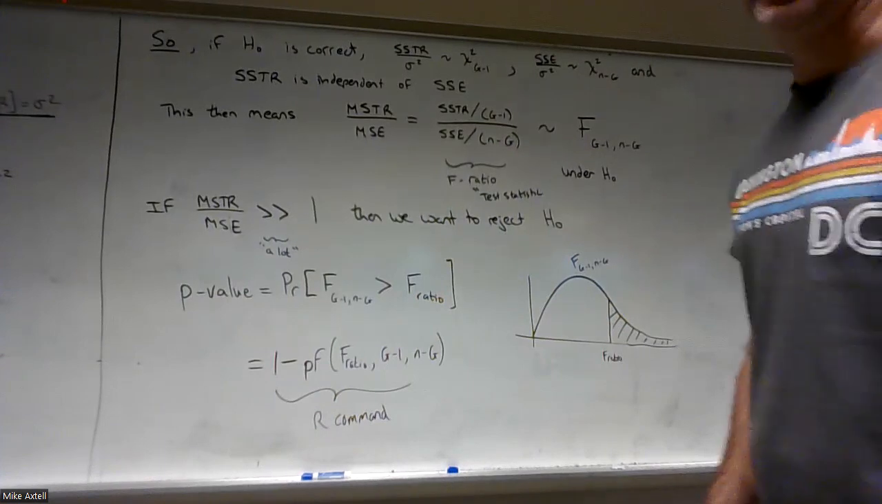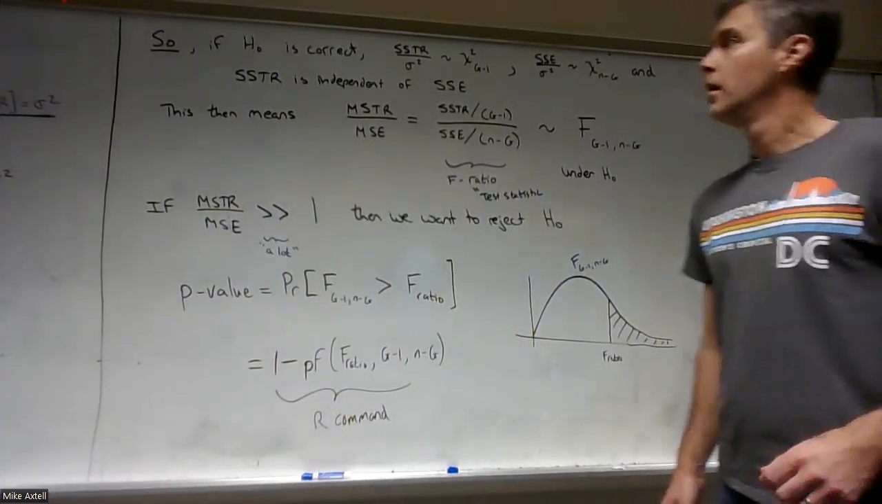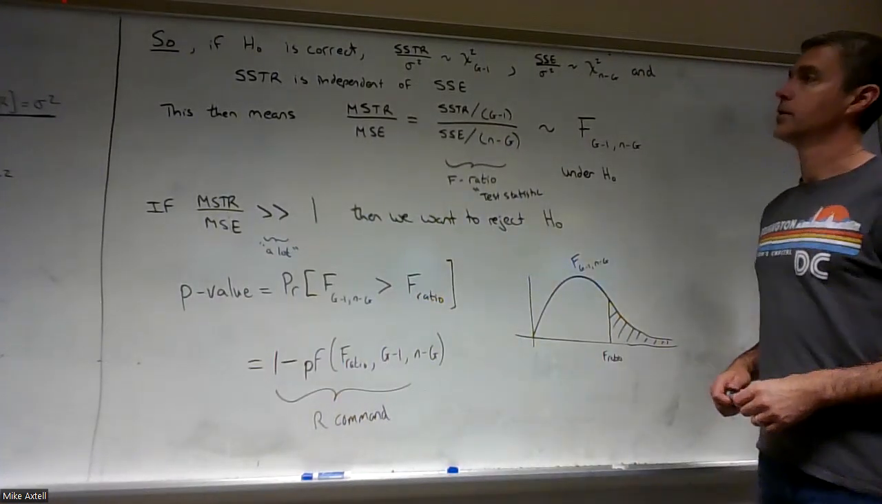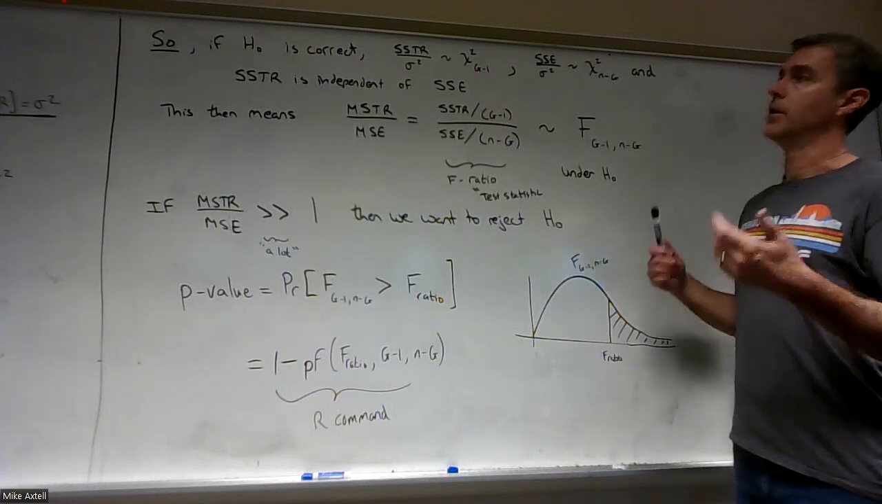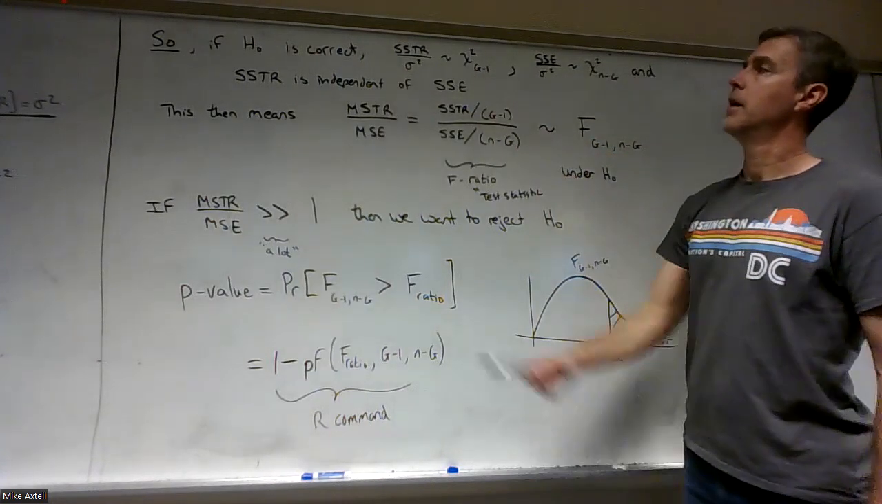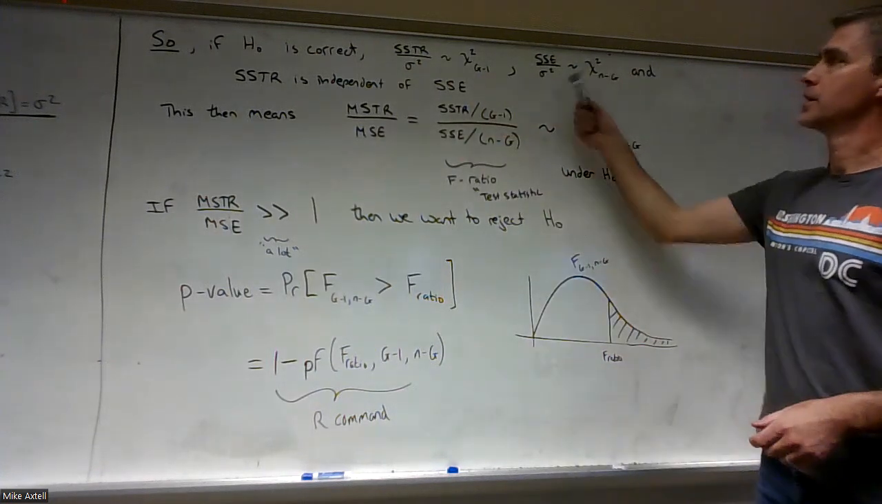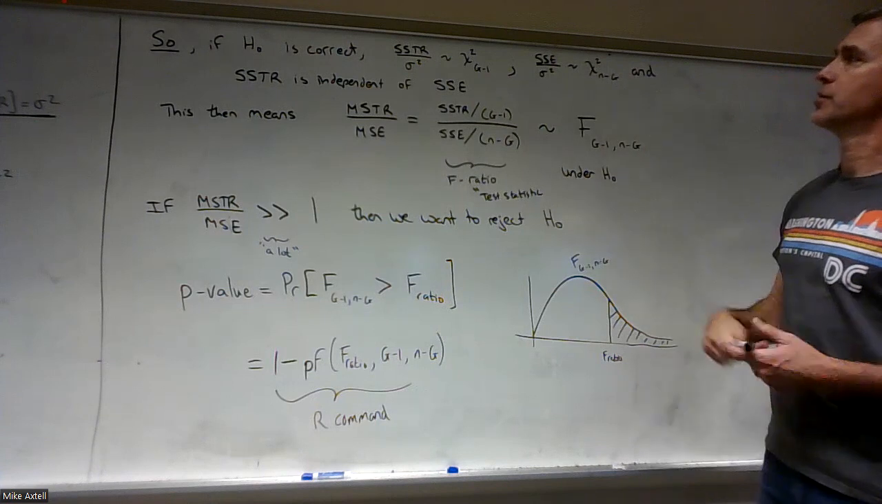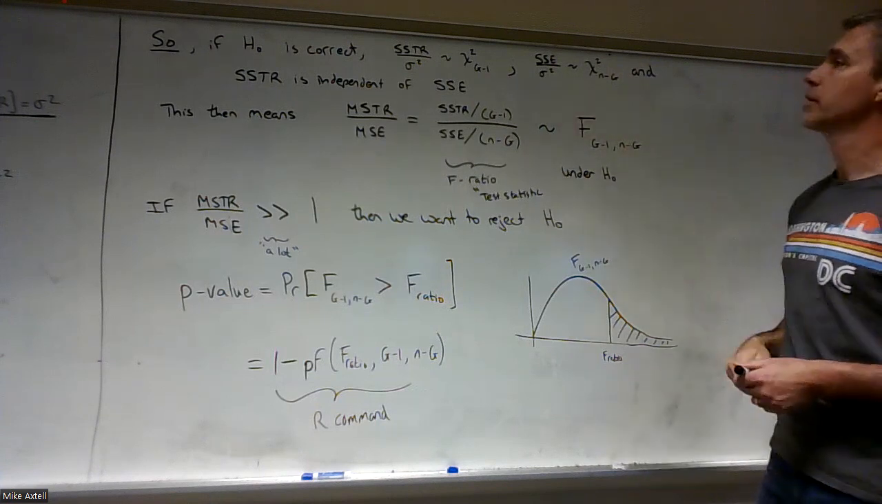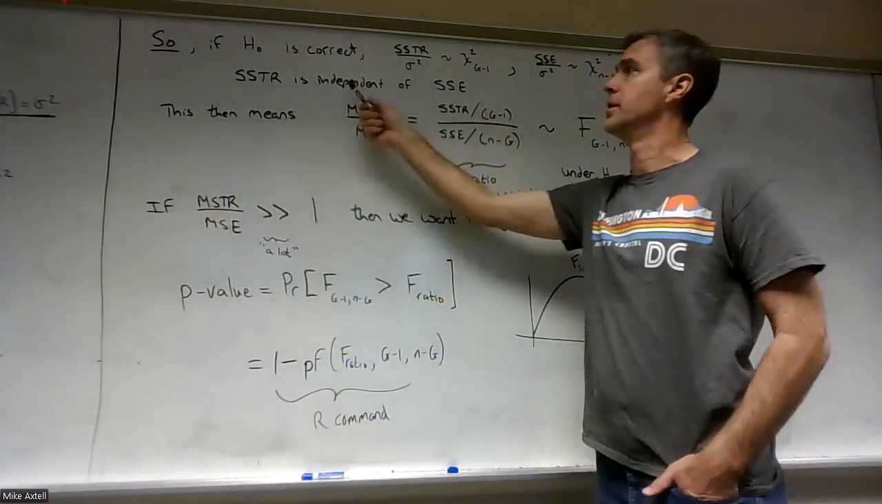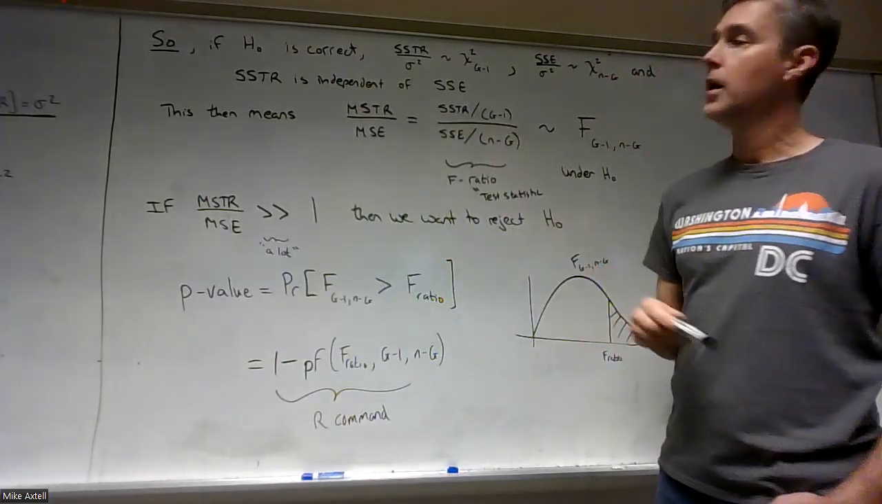Right. So final panel. A little recap there. If the null hypothesis is correct, I have SSTR over sigma squared is chi-squared G-1. SSE over sigma squared is chi-squared n-G, and that was true whether or not H0 is correct. And SSTR is independent of SSE, okay?